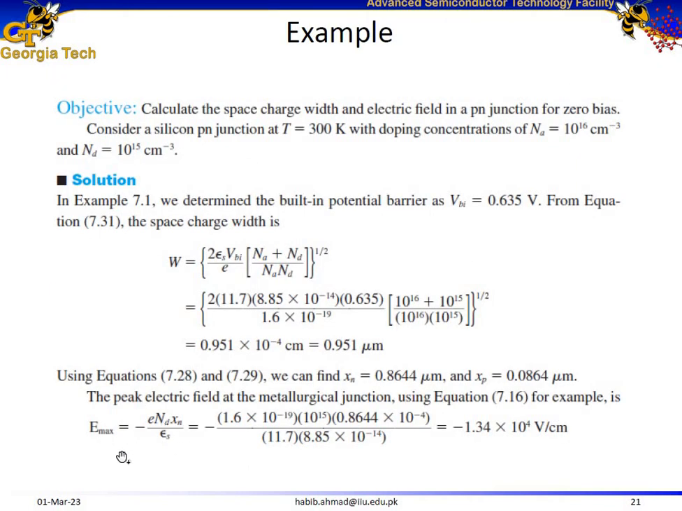So in this problem we are asked to determine the maximum or the peak electric field. Just use this equation. We have the value for xn and N_D, the charge on electron, and ε_S is a material parameter. So the peak electric field comes out to be minus 1.34 × 10^4 volt per centimeter.